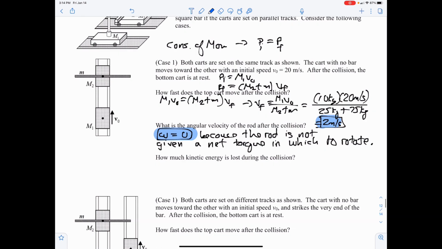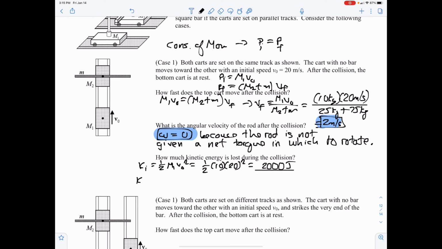How much kinetic energy will be lost during the collision? Well, figure out the kinetic energy before and then after, and then subtract the two. So initially, it's 1/2 times m1 times v naught squared. So it's 1/2 times 10 times 20 squared. Now 20 squared is 400. 400 times 10 is 4,000. Take half of which we have 2,000 joules.